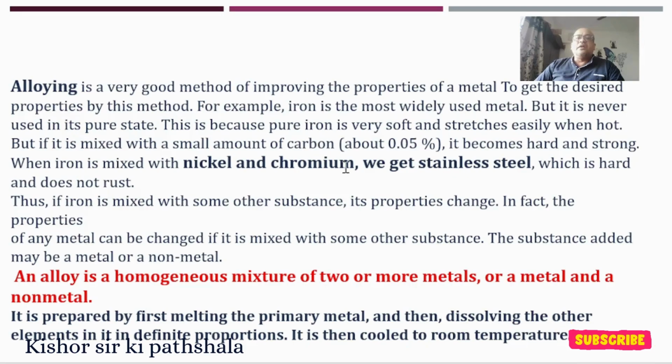So an alloy is a homogeneous mixture of two or more metals, or a metal and a non-metal. So how is it prepared? It is prepared by first melting the primary metal. You melt iron first and then dissolve the other element in a definite proportion into it. It is then cooled at room temperature.